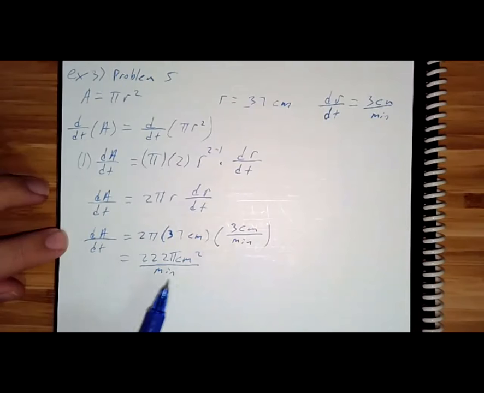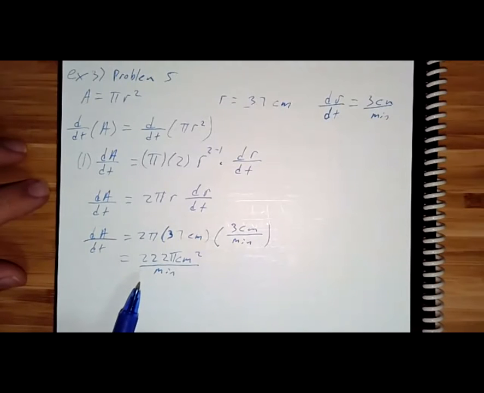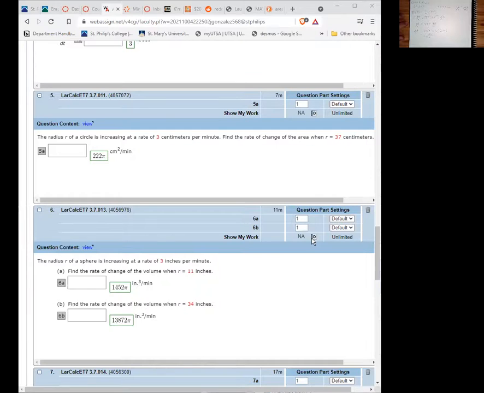You see how it all worked out? Are there any questions on this? Because this is the whole point of why we were doing implicit differentiation, to solve these kinds of problems. Yeah, that's what they got, 222 pi.